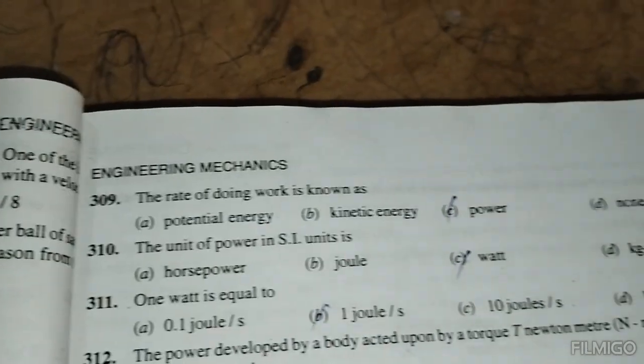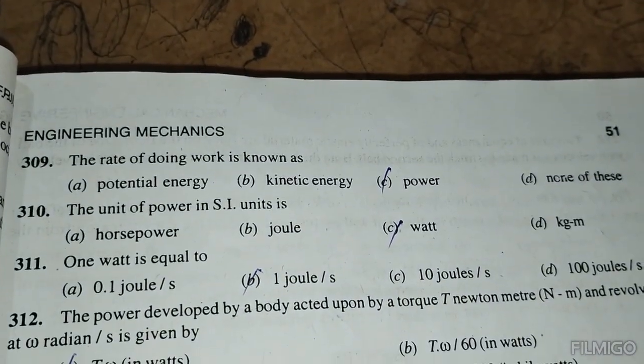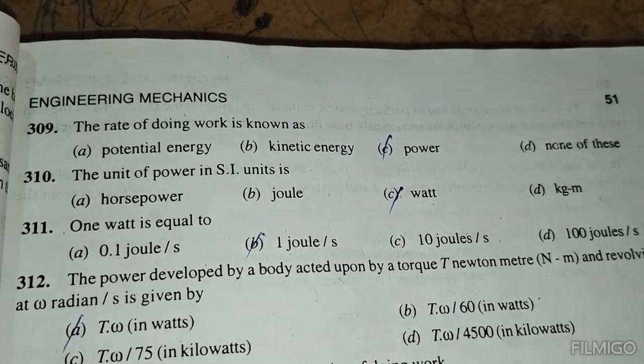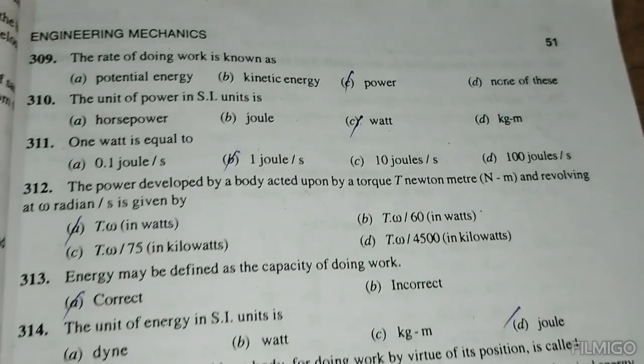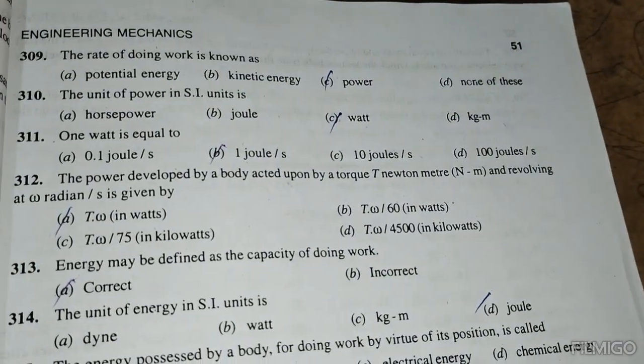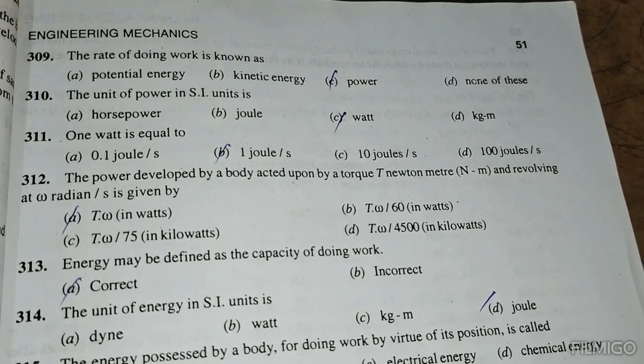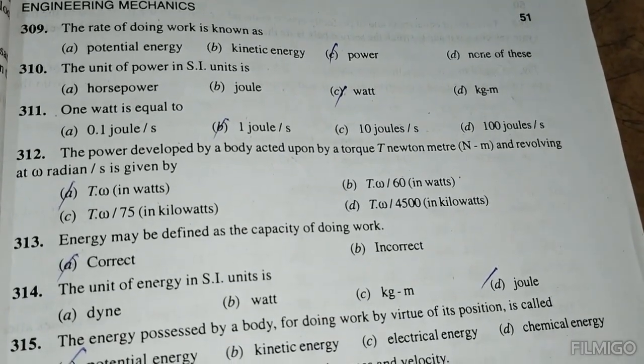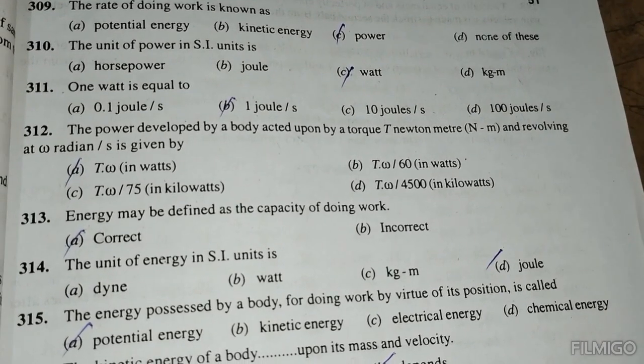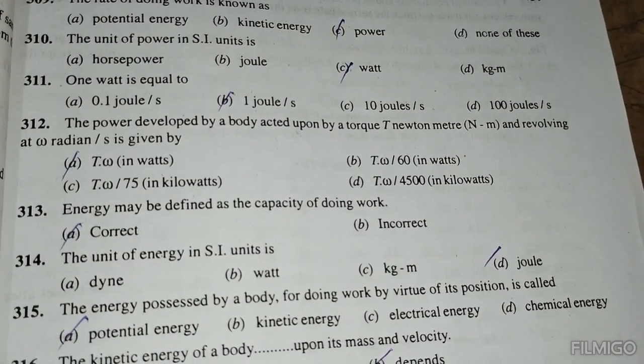The rate of doing work is known as power. The SI unit of power is the watt. 1 watt is equal to 1 joule per second. The power developed by a body acted upon by a torque T newton meter and rotating at omega radians per second is given by T omega in watts. Energy may be defined as the capacity of doing work.